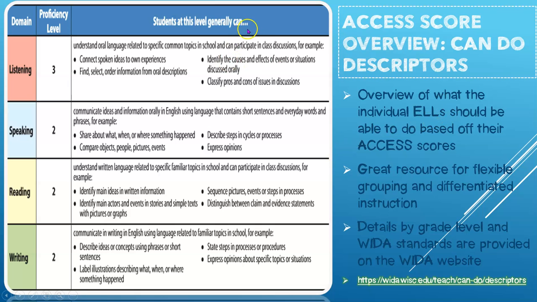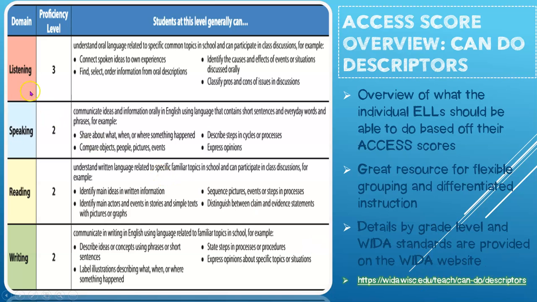This is an example of the can-do descriptor, which is on the bottom of the ACCESS report. It's an overview of what the individual English language learner should be able to do based off their ACCESS scores. It's a great resource for flexible grouping and differentiated instruction, and it gives details by grade level, and WIDA standards are provided on the WIDA website here.